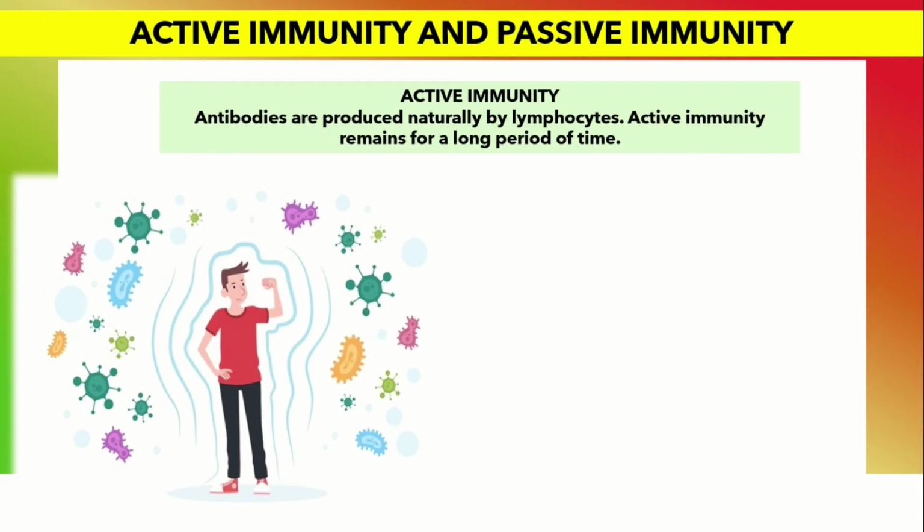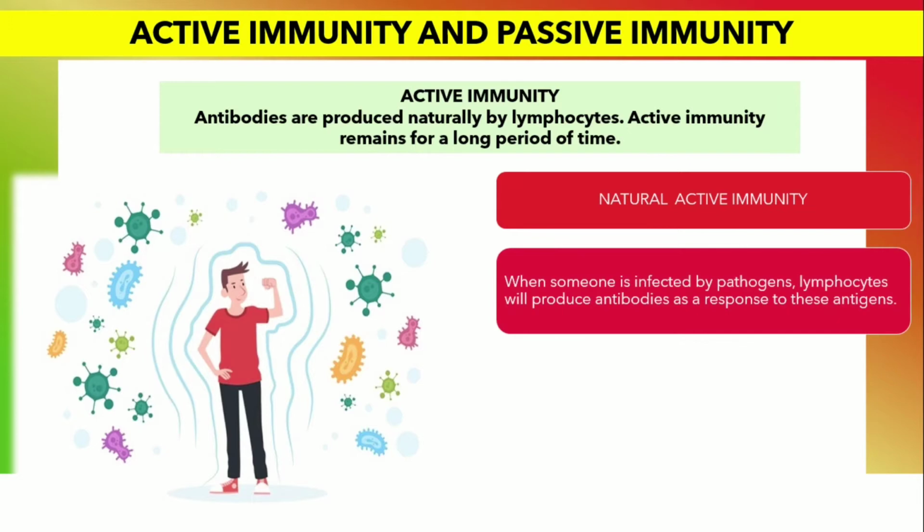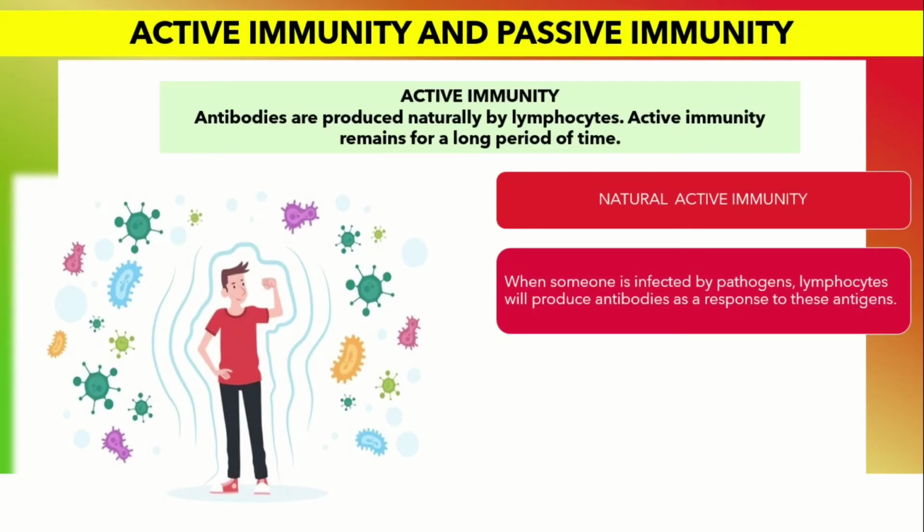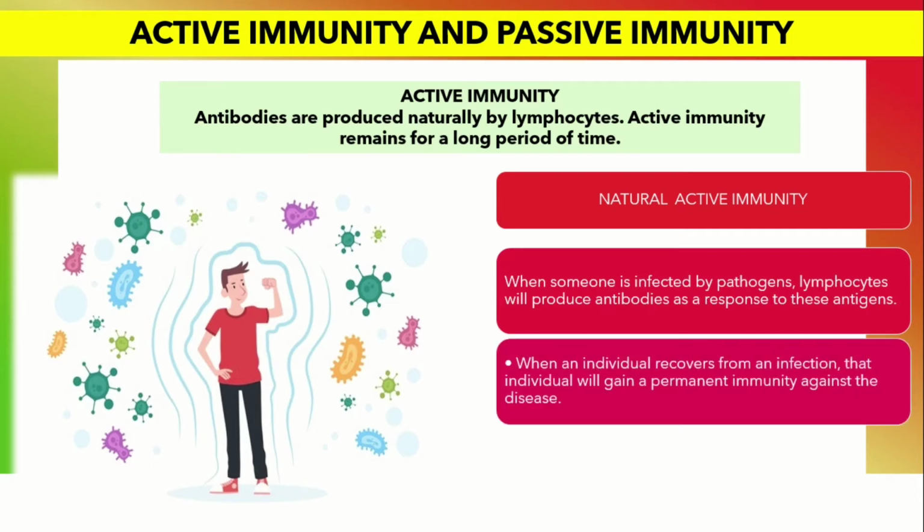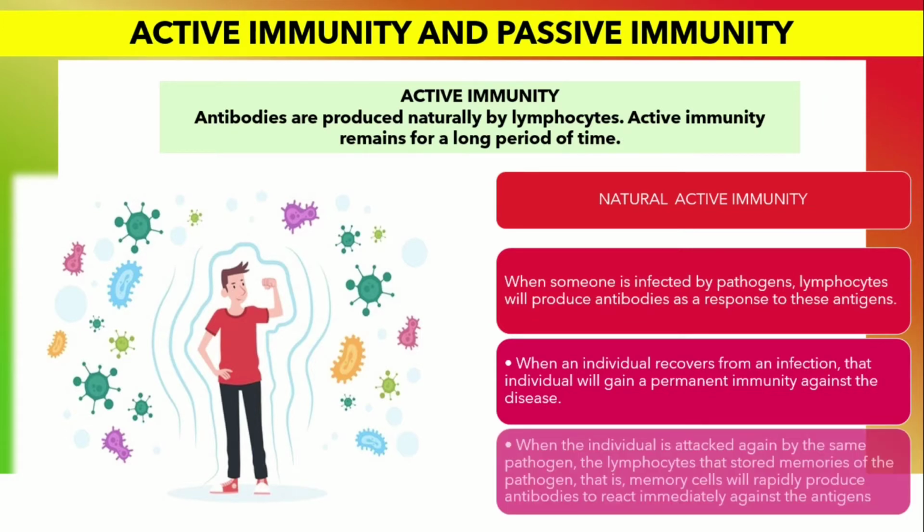Active immunity and passive immunity. In active immunity, the antibodies are produced naturally by the lymphocytes, and the advantage is that active immunity remains for a long period of time in our body. For natural active immunity, we get it when someone is infected by a pathogen, and the lymphocytes will produce antibodies as a response to this antigen. When the individual recovers from the infection, that individual will gain a permanent immunity against the disease.